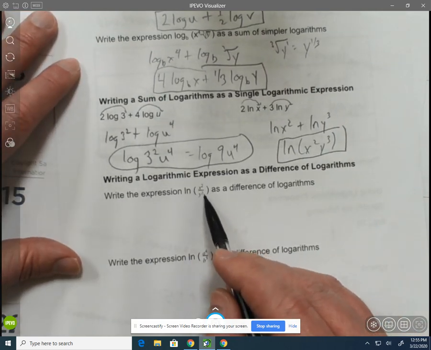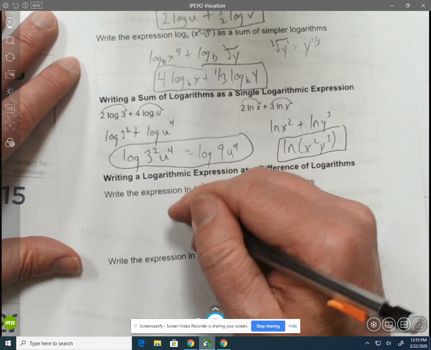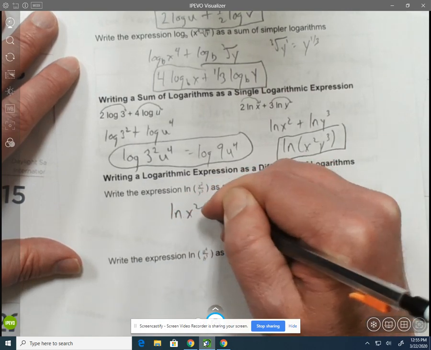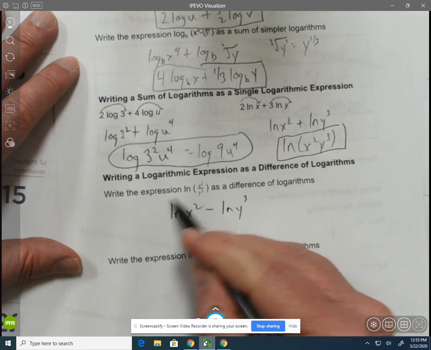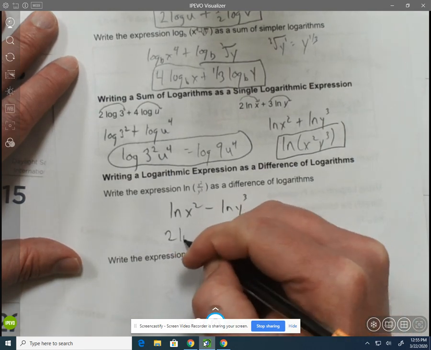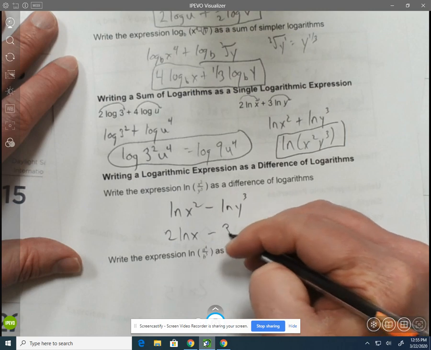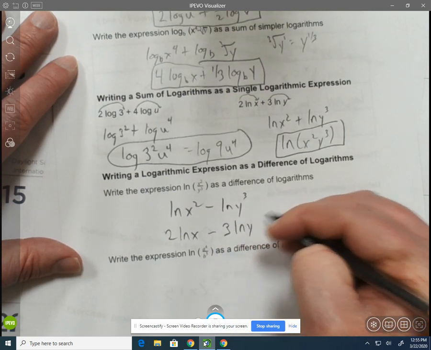So the natural log of x squared divided by y cubed, I can write that as the natural log of x squared minus the natural log of y cubed. And then I can bring those exponents down in front. 2 times the natural log of x minus 3 times the natural log of y.